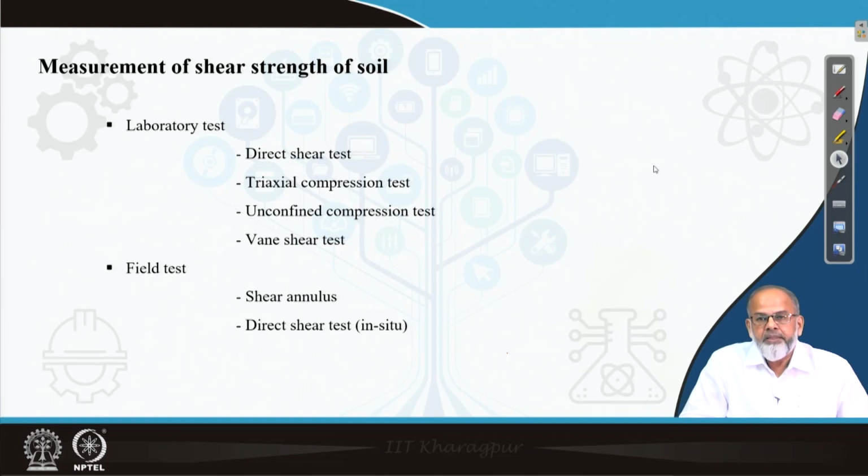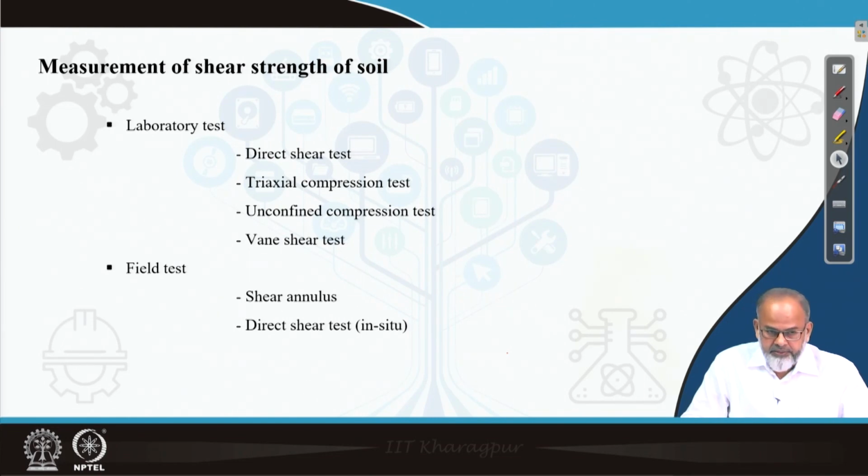Now, how to measure the shear strength of soil? You can measure directly in the laboratory, or you can measure in the field. In the laboratory, you have to collect the soil sample, then make cylindrical specimens, using the direct shear test, triaxial compression shear test, unconfined compression test, or vane shear test. We can measure the shear strength of soil.